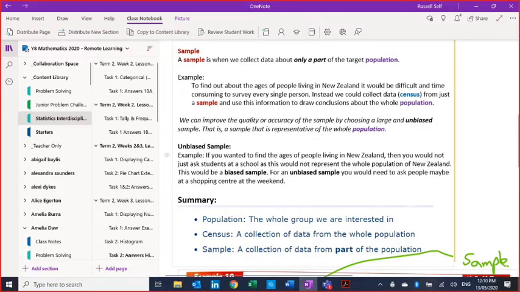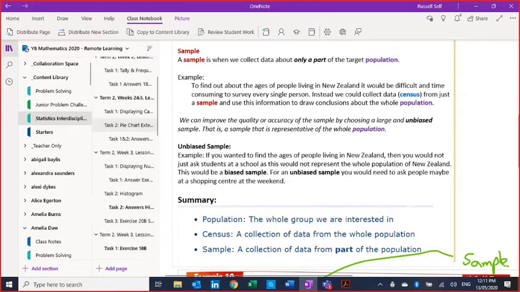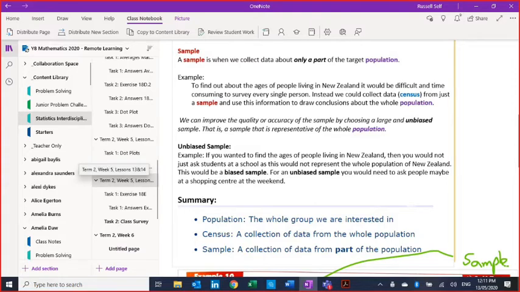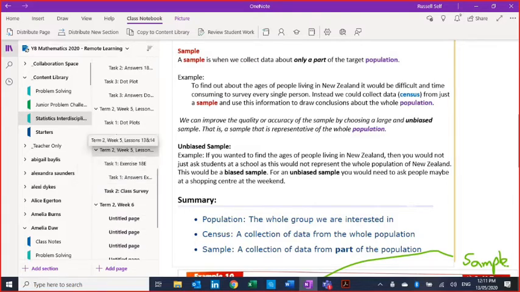so you can get an example of what it is that we're going to be doing in this particular task, right? So here we are. It's term 2, week 5, lesson 13 and 14. So the task is exercise 18E. And we're just going to ask some questions. And we're going to go through a few of them together, and then you can work on the rest of them on your own, just so you can be sure.